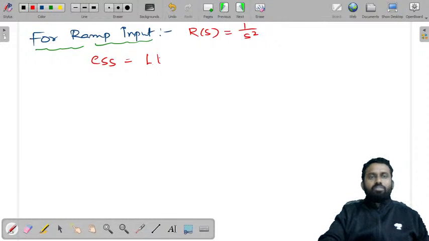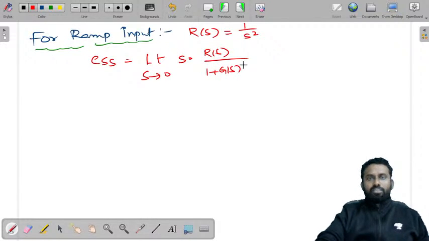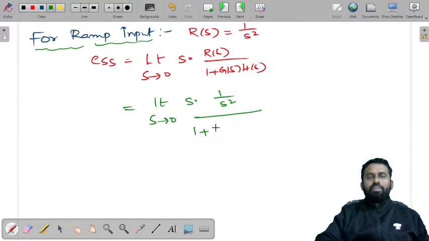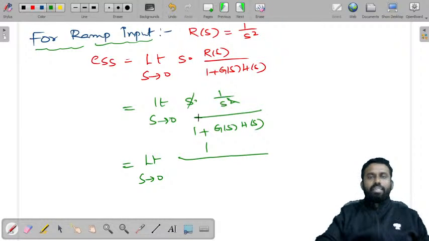So ESS is equal to limit s tends to 0 of s into r of s by 1 plus g of s into h of s. So this is limit s tends to 0 of s into, what is r of s? 1 by s square by 1 plus g of s into h of s. So you can cancel one time. So limit s tends to 0 of 1 by, you can take this s in the denominator, s plus s into g of s into h of s. Apply limit to this. What do you get?